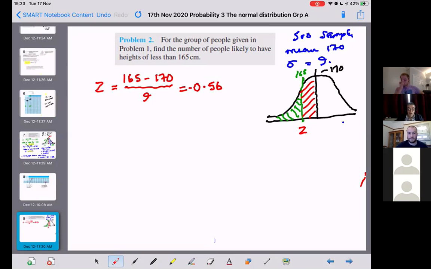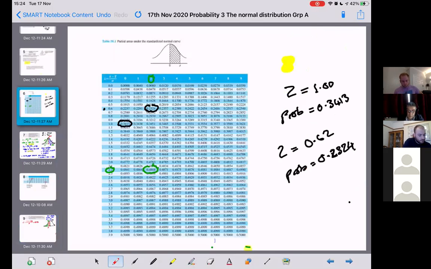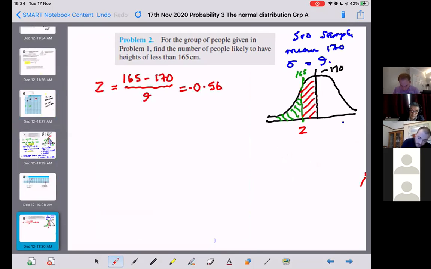So then we go and look at our table for 0.56. There's a 0.5 line, here's the 6: 0.2123. So the probability for Z equal to minus 0.56 is 0.2123.